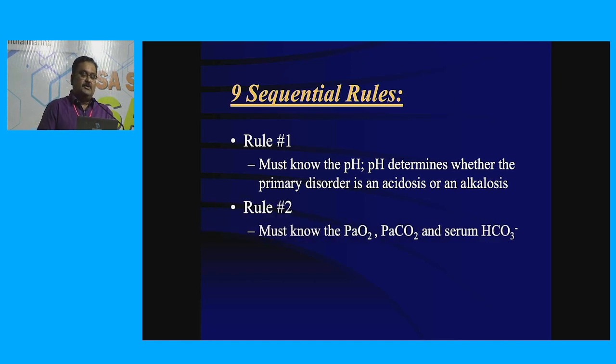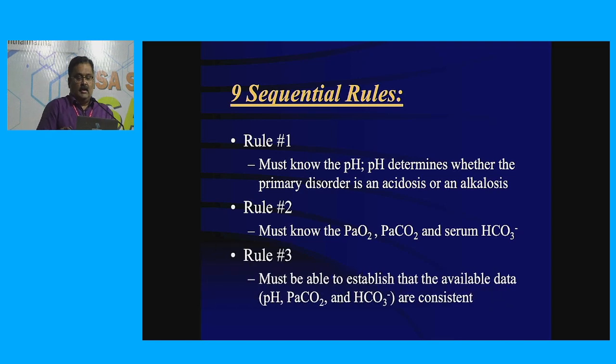Rule number 2 is we should know from the ABG the PaO2, PaCO2 and the serum bicarbonate. So, after you look at the pH, you look at these 3 values. And then rule number 3 is you should always establish that whatever data you have got is consistent.